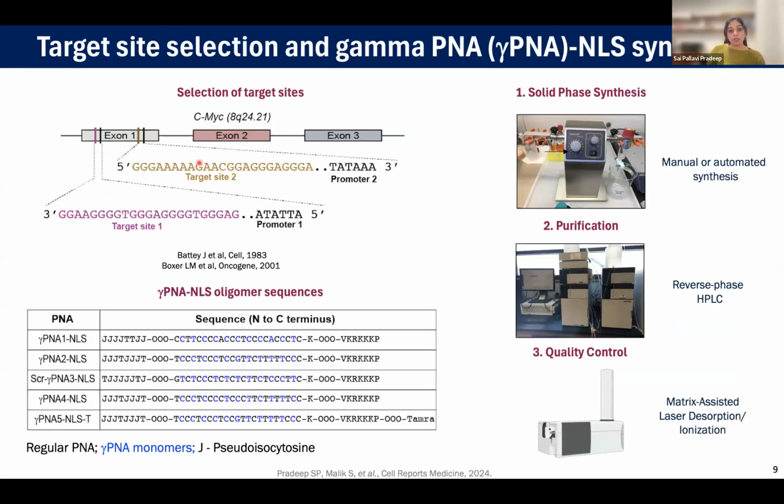PNA4 was targeting the mouse c-Myc gene. And PNA5 had the same sequence as PNA2, but in addition, it also had a TAMRA fluorophore, which helped in visualization. Now, the PNAs were synthesized using solid phase synthesis. They were purified using reverse phase HPLC, and we used MALDI for quality control.